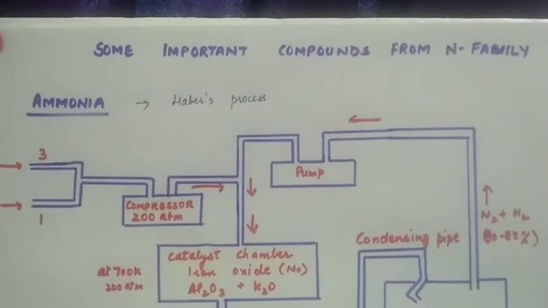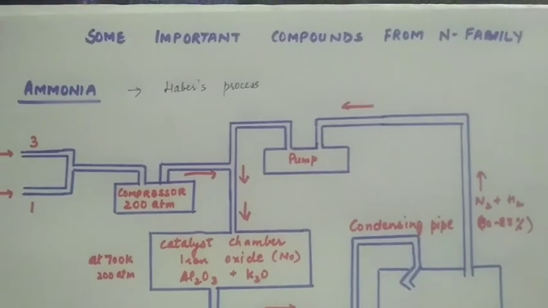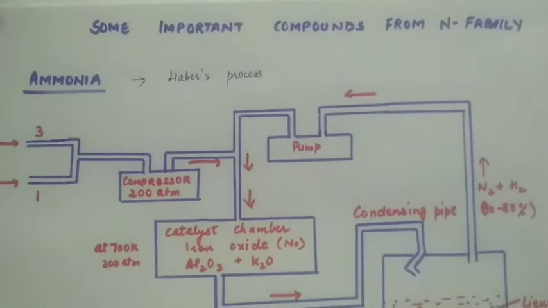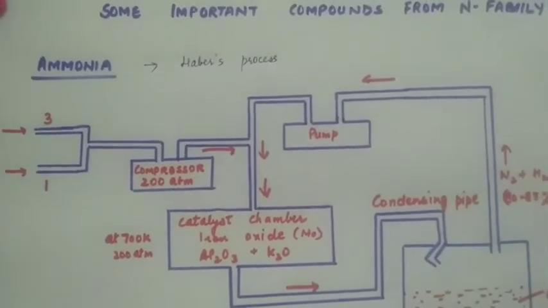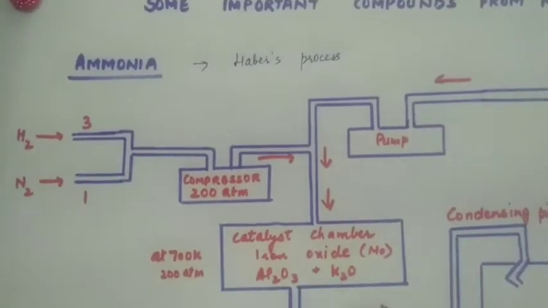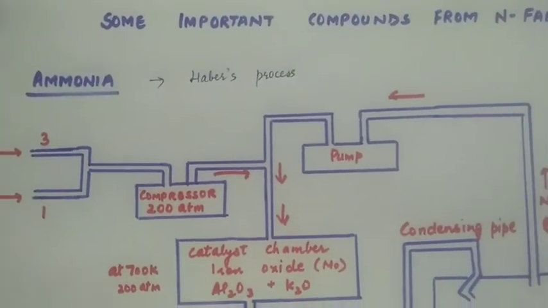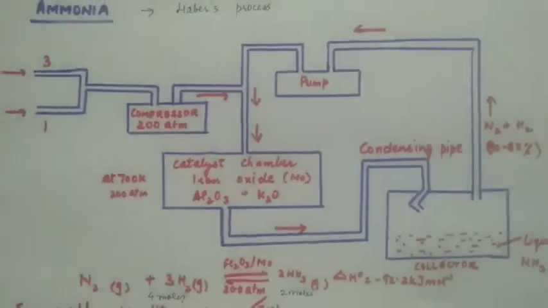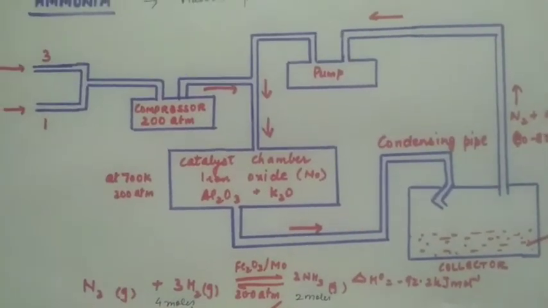The topic that we take today is some important compounds from nitrogen family. In the topic we'll be covering ammonia and oxoacids of phosphorus. So ammonia is manufactured by Haber's process. In the process, this is the flow chart of manufacture of ammonia.